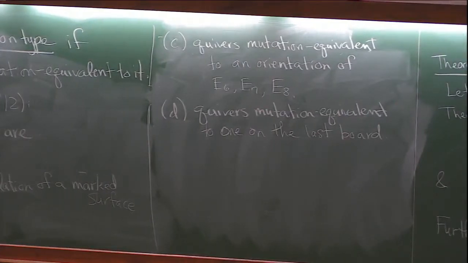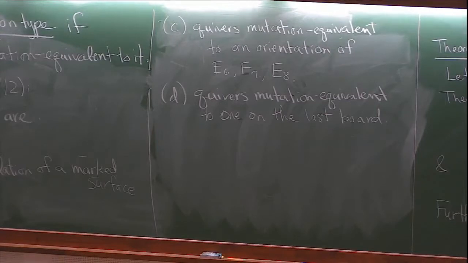Sorry, I have to put this up. So quivers mutation equivalent to one of these. Okay? So these are affine type Dynkin diagrams. These are extended affine type Dynkin diagrams. And these two are some funny quivers that never appeared anywhere else, as far as I know.